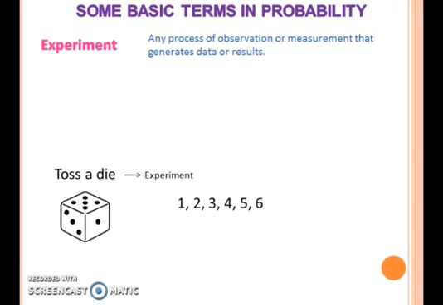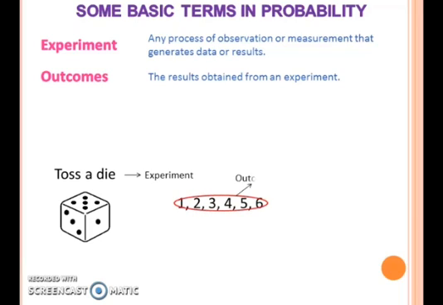The second term is outcomes. Outcomes are the results obtained from an experiment. For the experiment of tossing a die, 1, 2, 3, 4, 5, and 6 are the outcomes.